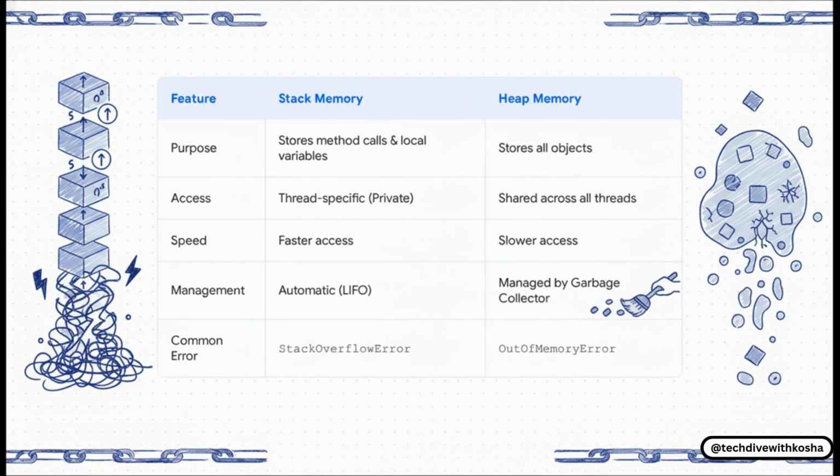Since it's temporary and private, it can be managed automatically in that strict last-in, first-out way, which is why it's so fast. The heap, on the other hand, stores the actual objects that need to be shared across your whole program. This messy, shared reality is why it's a bit slower and needs a special cleanup crew, the garbage collector. And this difference in management leads directly to those classic errors.